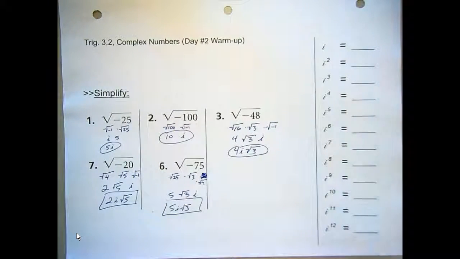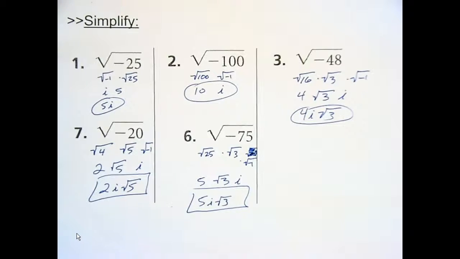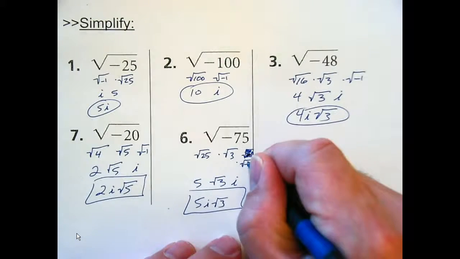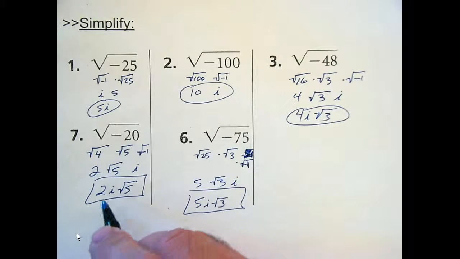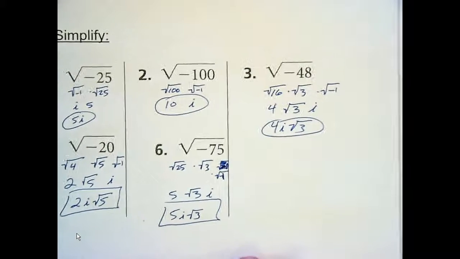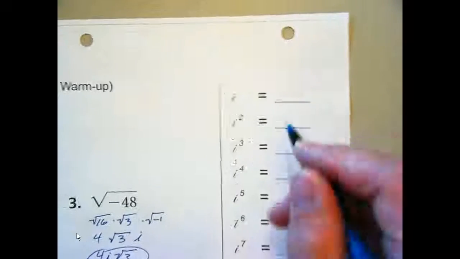Okay, can I have your attention up here? There's our work for those. Just breaking them all down to their individual pieces, simplifying the perfect squares. And whenever you have root -1, that is equal to i. And you always put your i right next to your whole number. Any questions? Okay. Let's move on. So, what does i equal?